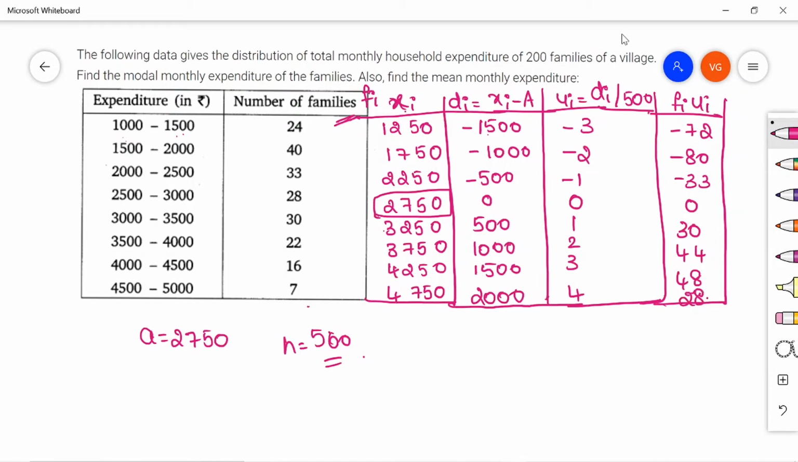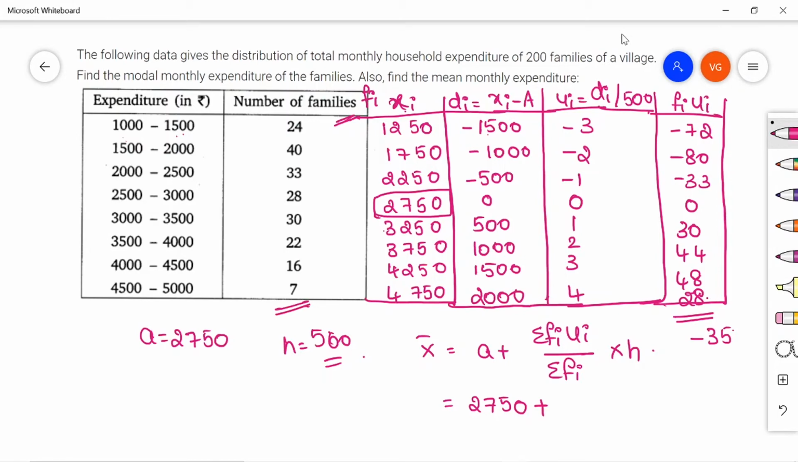Now, use the formula for calculating mean, that is x bar is equal to a plus sigma fi ui divided by sigma fi, multiplied by h. So the assumed mean here is 2750 plus sigma fi ui. So if you add up all these, you will get minus 35. Sigma fi, that is add all the entries.